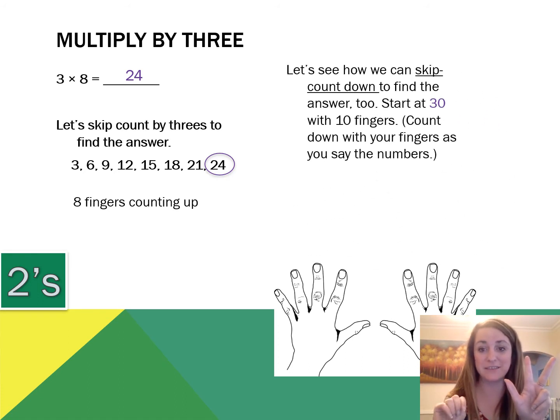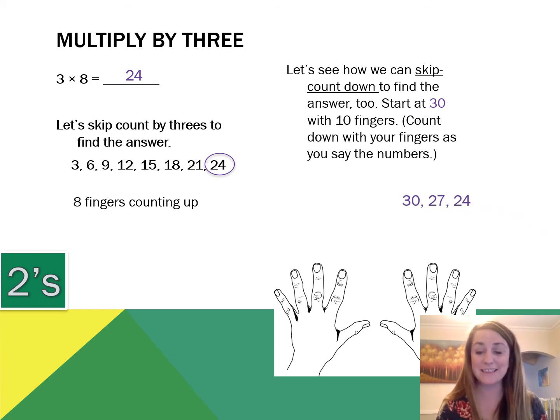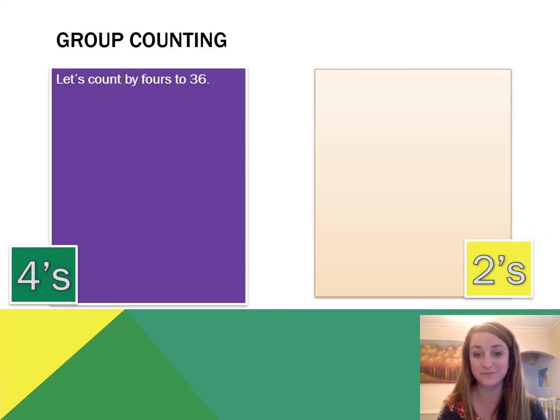Let's skip count down to solve too. We'll start at 30 with 10 fingers and count down with your fingers as you say the numbers. 30, 27, 24. Oh, that was faster to count and easier. Now we had 8 fingers counting down.